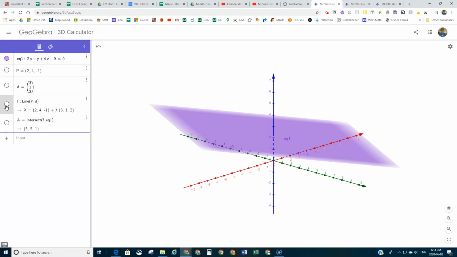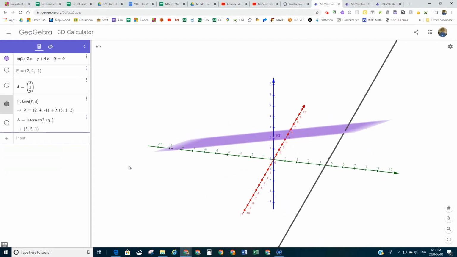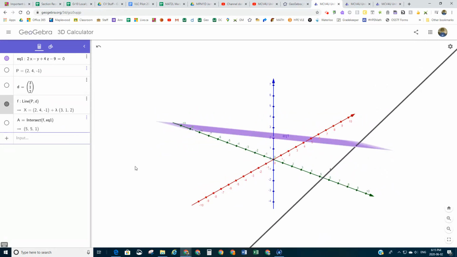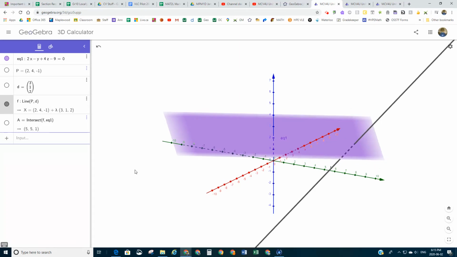And then I've got the line, which is represented here. And hopefully you can then see the line actually intersecting with the plane at a specific point. So if I hold it like here, you can see the line coming through and piercing the plane at that point, and this dotted line is what you can't see behind the plane, and then it comes out there.